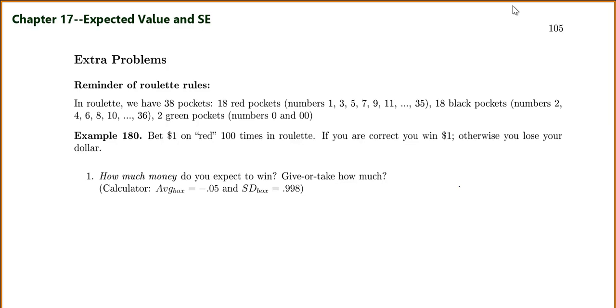In roulette, we have 38 pockets. There's 18 red pockets, 18 black pockets, and 2 green pockets. So for example, let's say we bet $1 on red 100 times in roulette. If you're correct, you win $1, otherwise you lose your dollar.